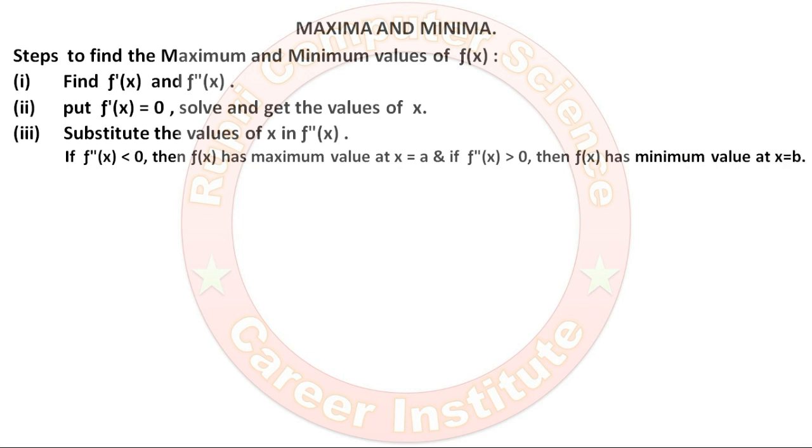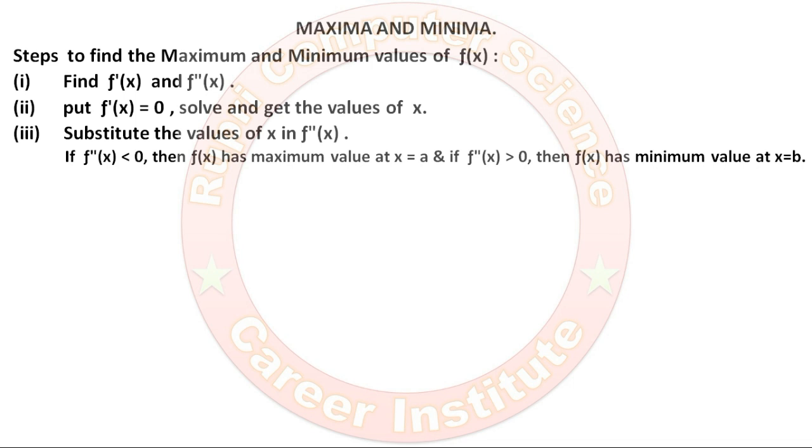Right? This third step is important. Here we can find maximum and minimum. When f''(x), that is the second order derivative, after substituting the value, is less than 0, then the function has maximum value at x is equal to a, or x is equal to that particular value. And if f''(x), the second order derivative, is greater than 0, then the function f(x) has minimum value at x is equal to b. Right?